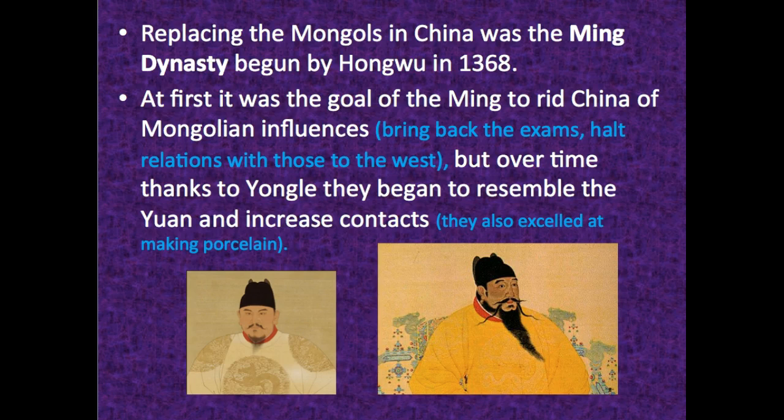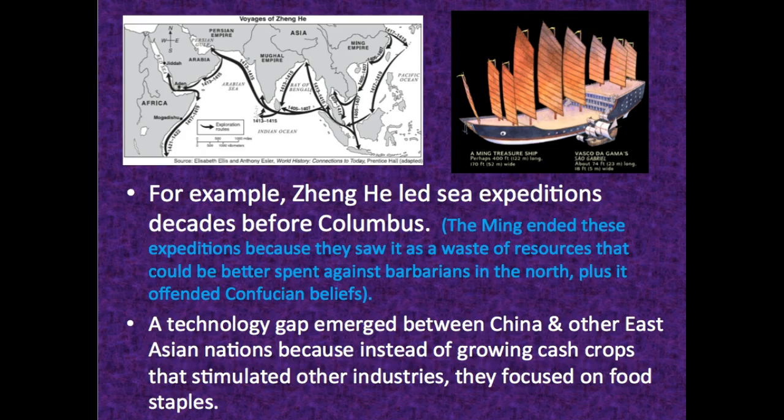This is why during the early modern period we see so many religious scholars entering China. For example, the Jesuits who enter into China to try and convert Chinese to Christianity. Again, we'll talk a lot more about them during early modern. You also have the travels of Zheng He, who led sea expeditions decades before Columbus. The Ming are actually the ones who ended these expeditions because they thought it was a waste of time and money, and they thought they could use that money to fight against the barbarians in the north.